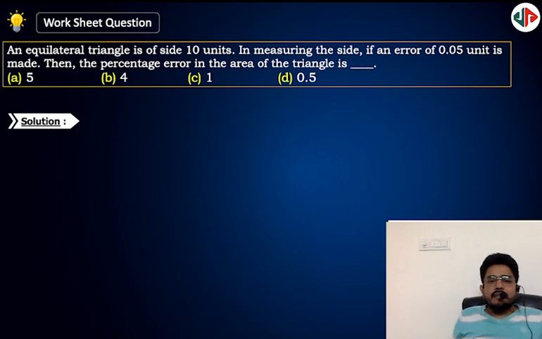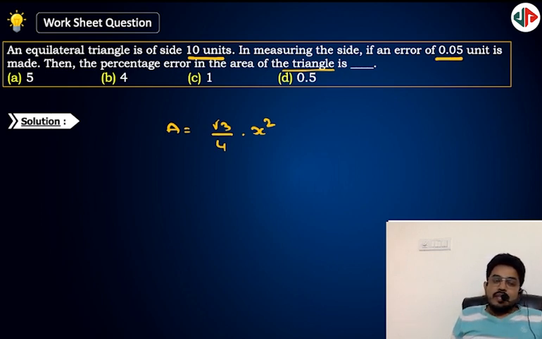Equilateral triangle, percentage error in measuring the area. What is the area of the equilateral triangle? Root 3 by 4 side square. Okay, so 10 units measuring, error is this one. What is the percentage error?